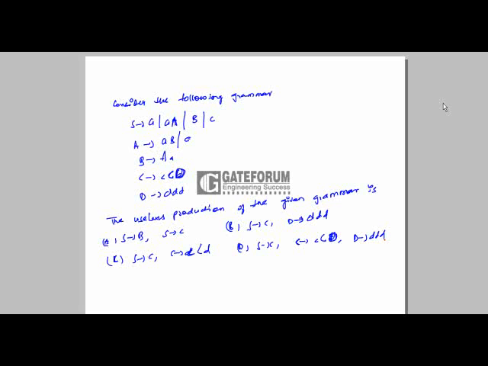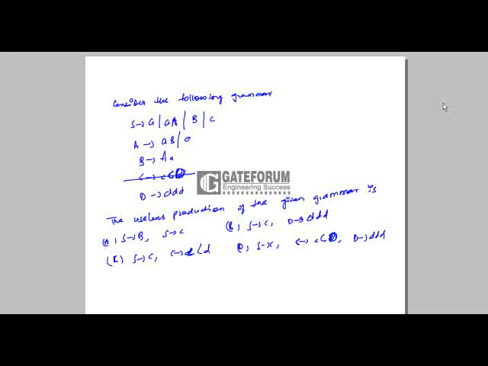Here in this question, a grammar is given, and we have to identify the useless productions from the given grammar. So if you see the grammar, we can see that non-terminal C cannot derive any terminal. So this production is useless. This entire production is useless.